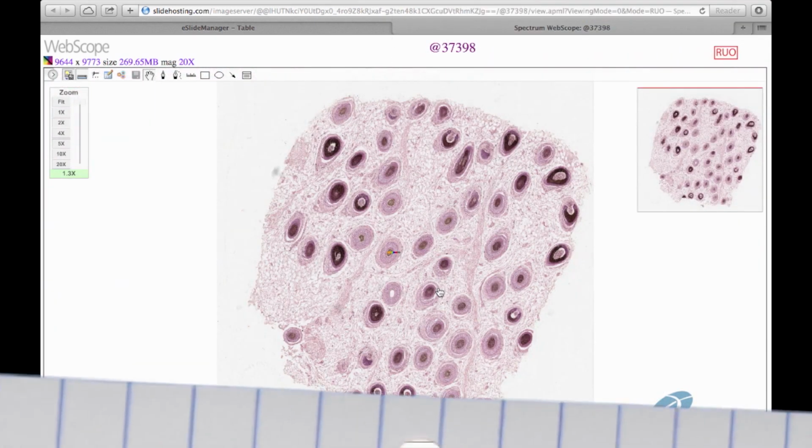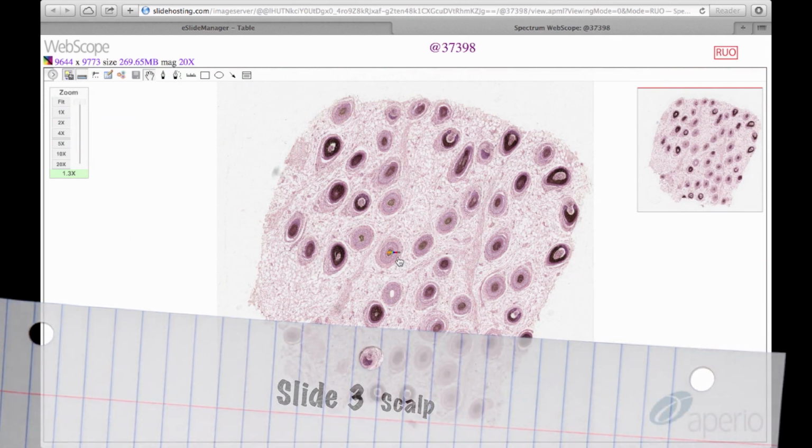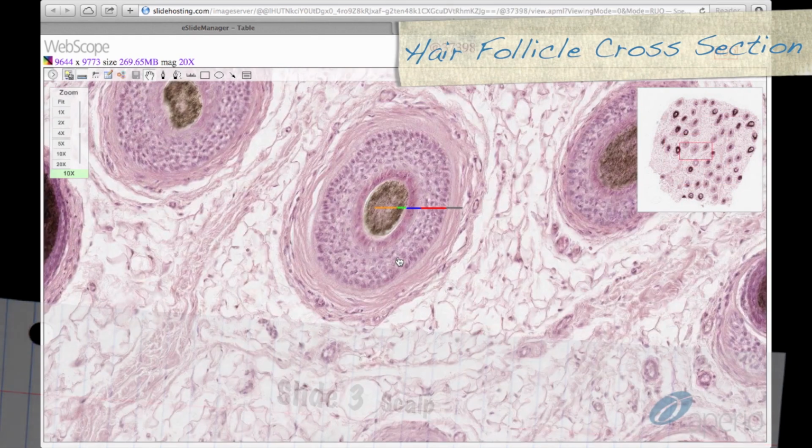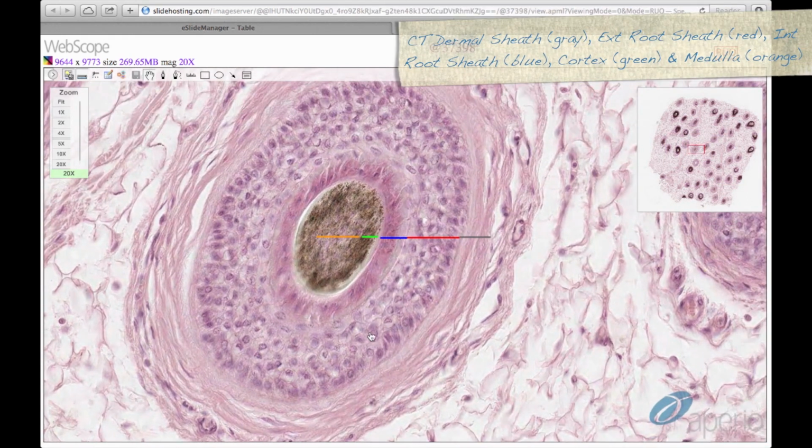Let's transition to slide 3, which is a section of the scalp stained with H&E. As I zoom in, you can see a hair follicle stained in cross-section. The hair follicle is surrounded by a dermal or connective tissue sheath, which is spanned by the gray line. The external root sheath is spanned by the red line. The internal root sheath is spanned by the blue line. Finally, the cortex of the hair can be seen spanning the green line, while the medulla is indicated by the orange line.